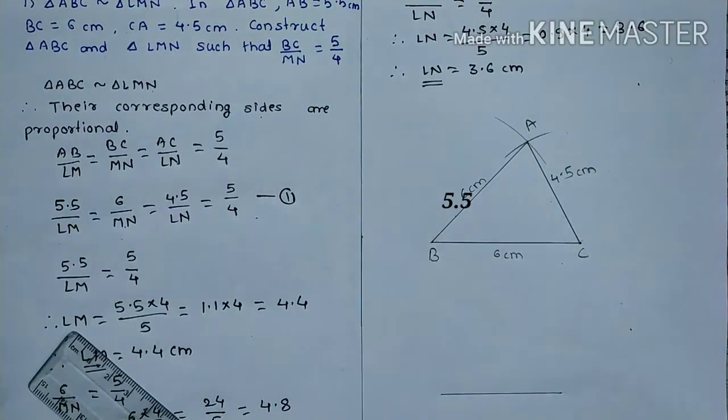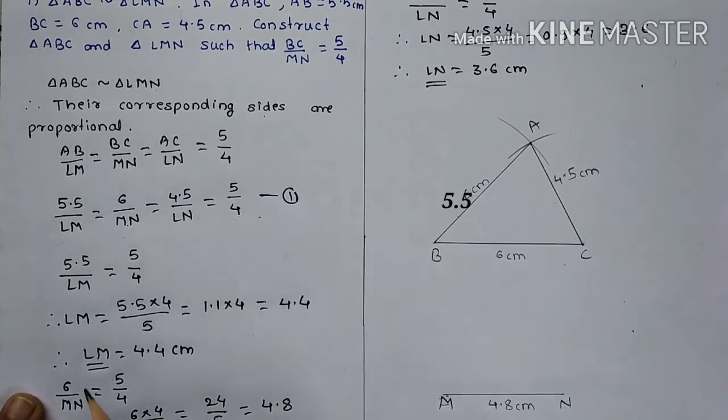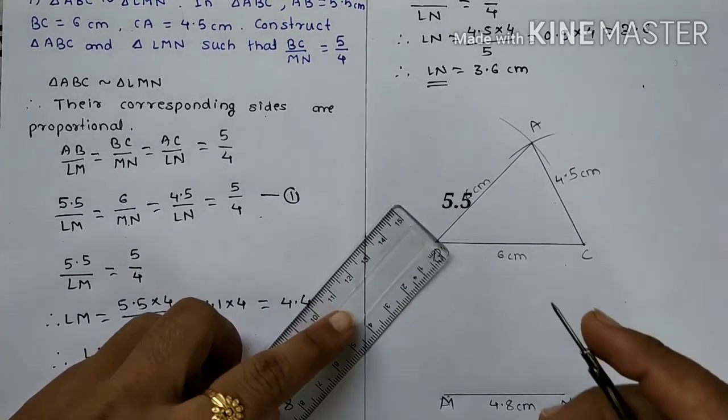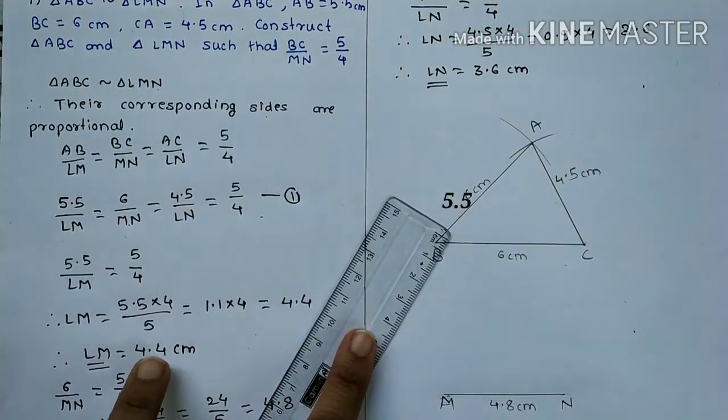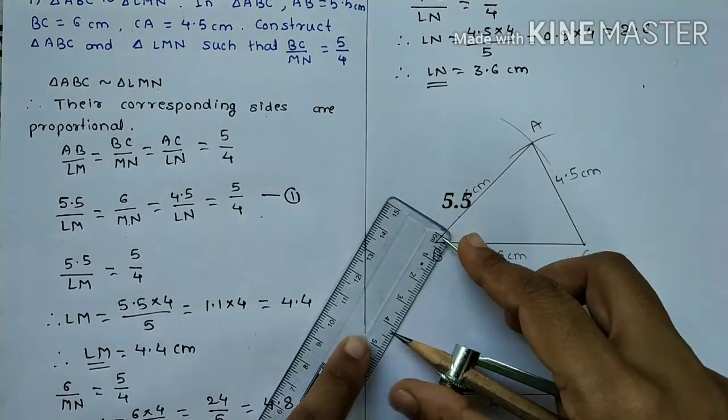4.8. This is MN. Okay, MN is 4.8 centimeter. Now LM is 4.4 centimeter. So take a compass. Take distance. LM is 4.4 centimeter. So take 4.4 centimeter.